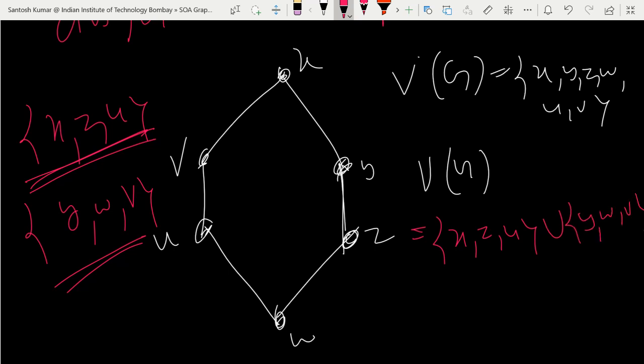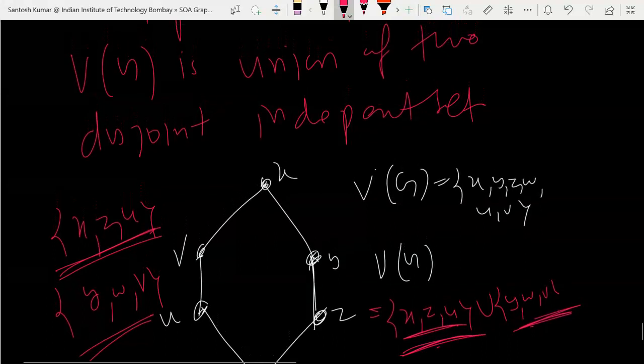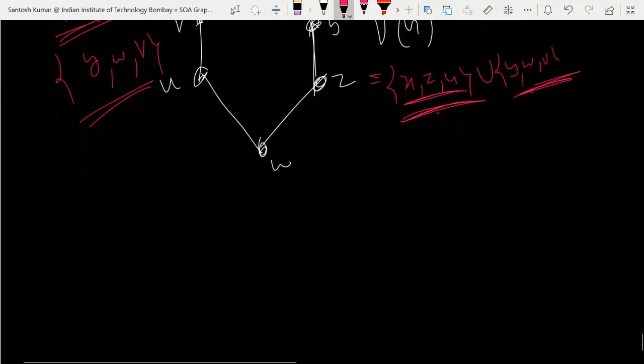So this graph is a bipartite graph because the vertex set can be written as the union of two sets and both are disjoint, and disjoint means nothing in common. You know disjoint means they have nothing common, the intersection is empty. And each of these two sets is an independent set, which means there are non-adjacent vertices in one set.